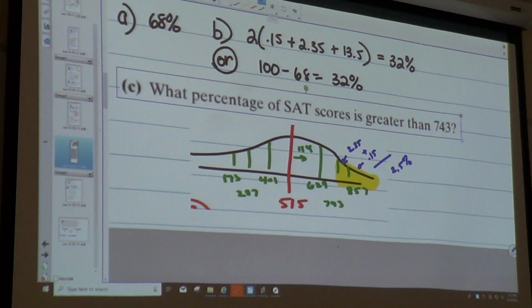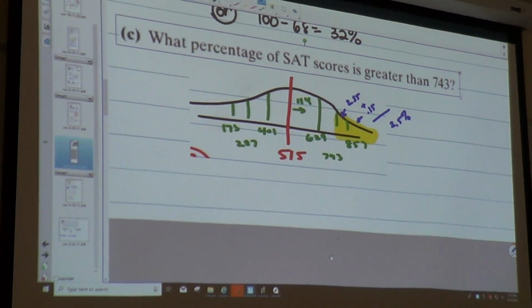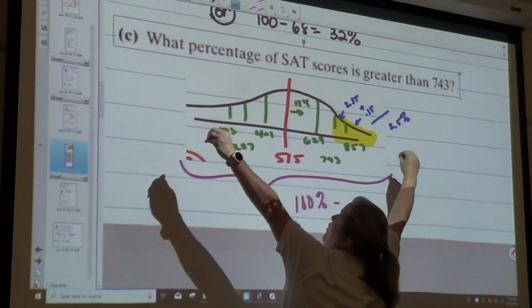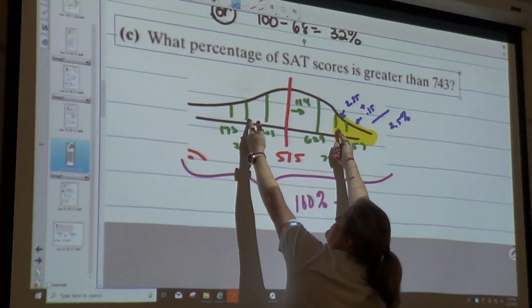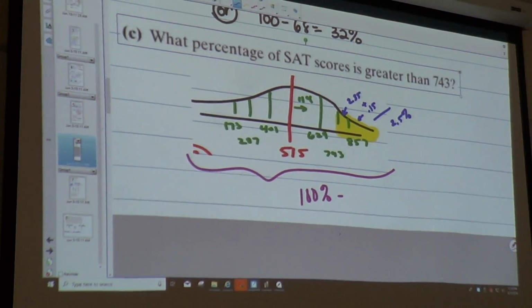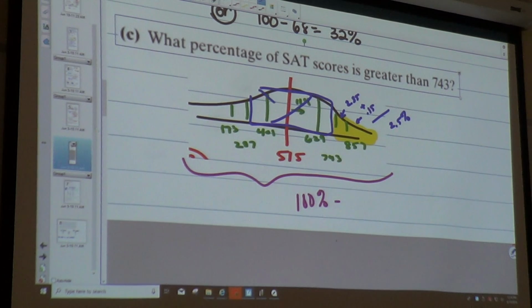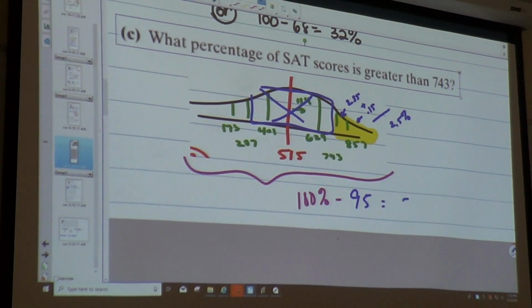When I look at it, I see that it's a tail. What do we do with tails? What percentage do I use if it's a tail? The whole thing. It's a tail, the whole thing. 100 minus, is this a 68, a 95, or a 99.7? It's a 95. So I take the whole thing, which is 100, and I subtract the 95. And that gives me 5%.